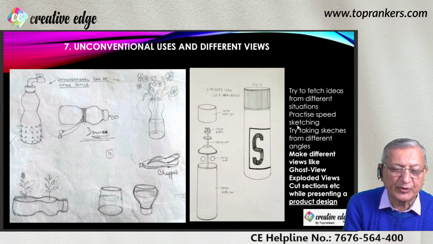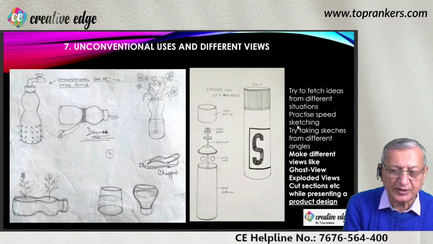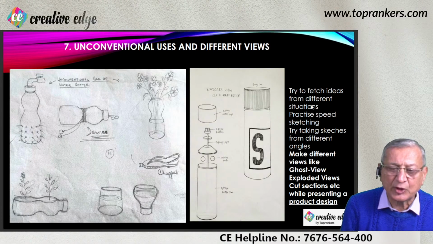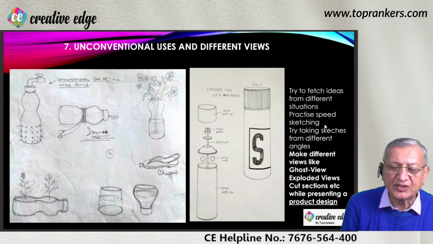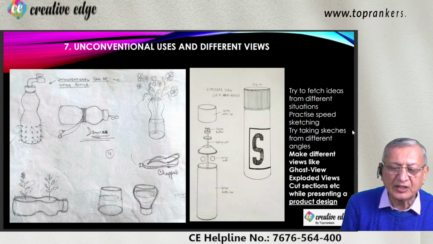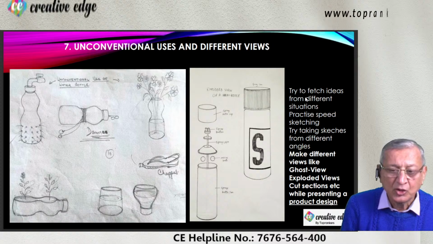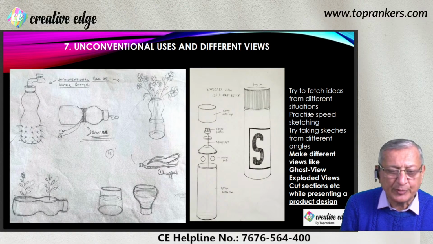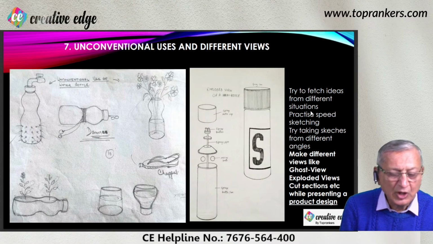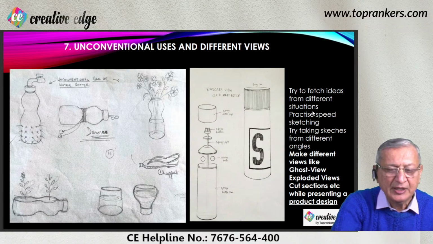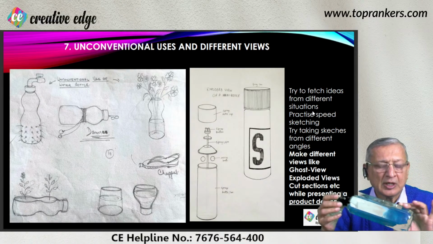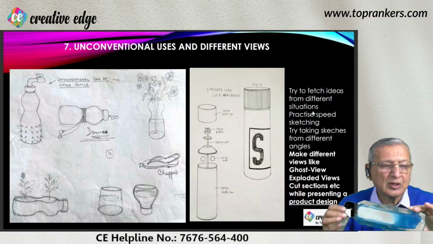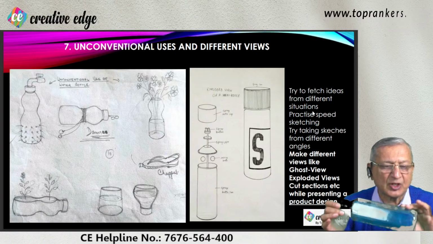Unconventional uses and different views of a product. Try to fetch ideas from different situations. Practice speed sketching. Try taking sketches from different angles. By different situations, I mean suppose they have given you a plastic bottle to carry with you; develop unconventional uses of such a plastic bottle.